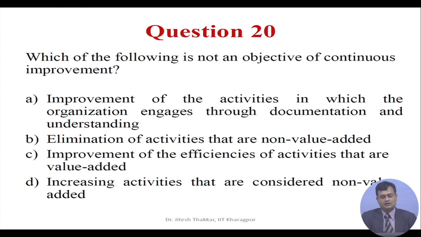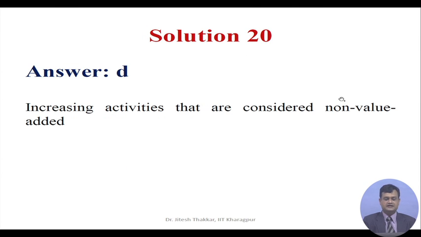Question 20, which of the following is not an objective of continuous improvement? You can read the options available on the screen. A, improvement of the activities in which the organization engages through documentation and understanding. B, elimination of activities that are non-value added. C, improvement of the efficiencies of activities that are value added, and D, increasing activities that are considered non-value added. So, you need to find out an odd option which is not that difficult, and the answer is D, obviously increasing activities that are considered non-value added.